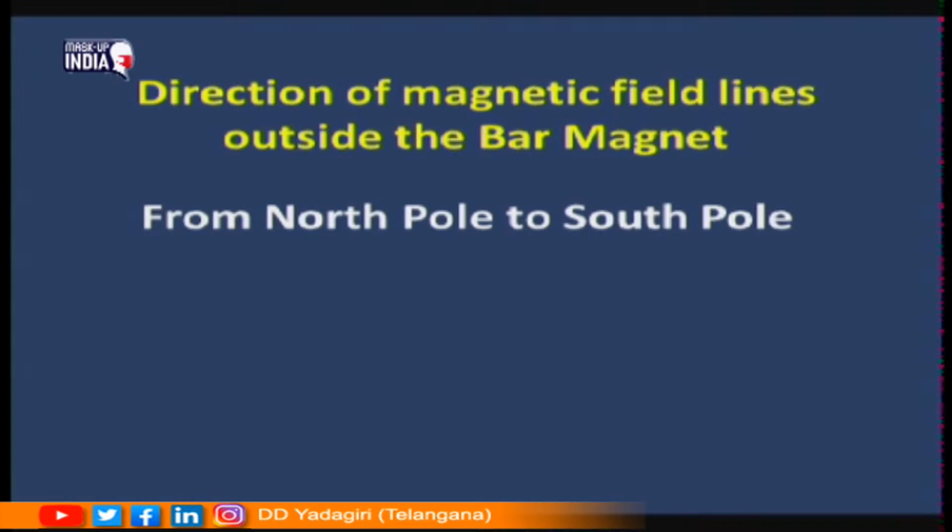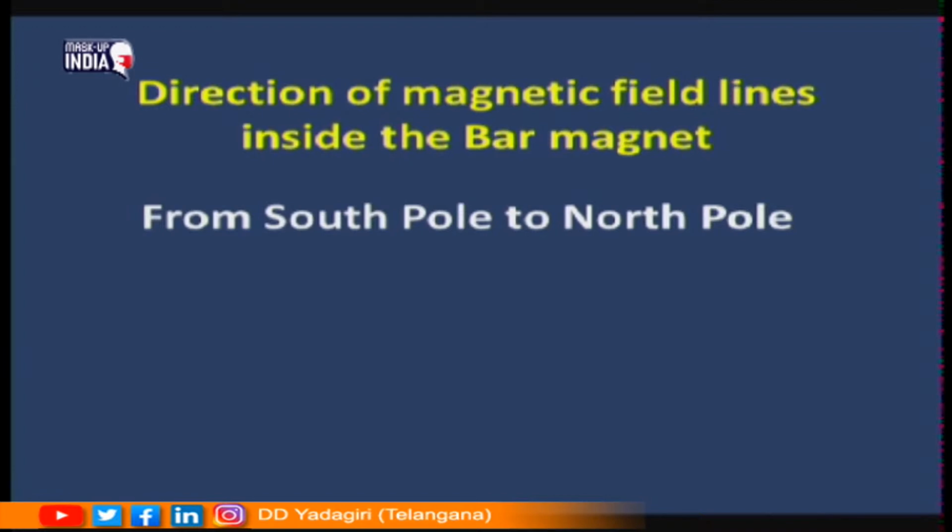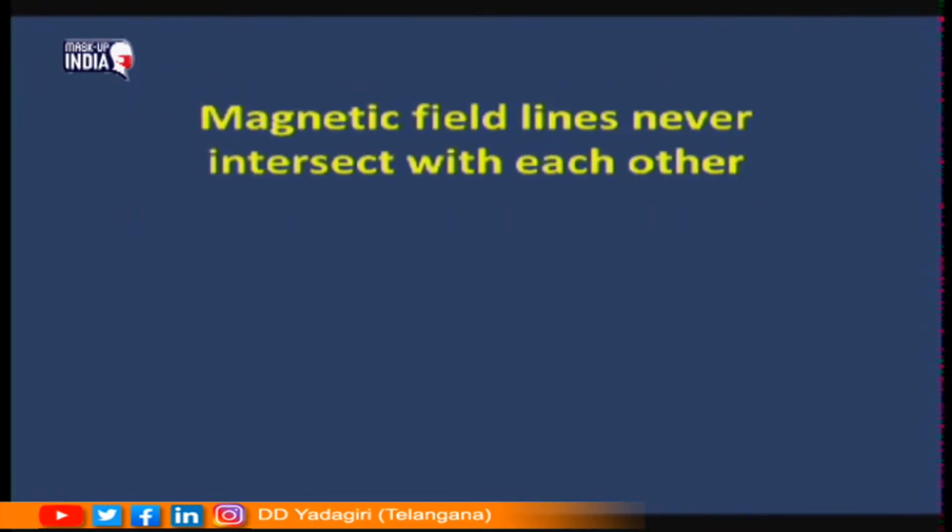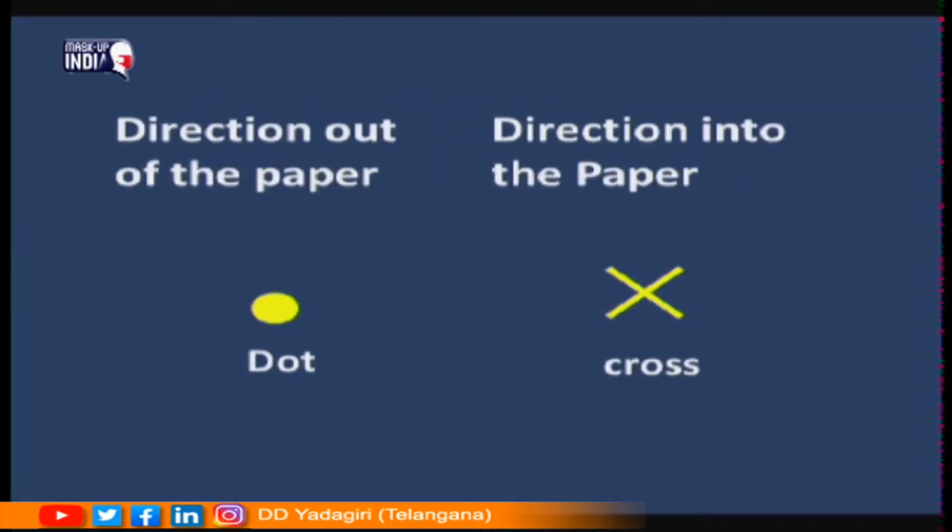The direction of magnetic field lines outside the bar magnet are from north pole to south pole, whereas inside the bar magnet the direction of magnetic field lines is from south pole to north pole, and we have seen that magnetic field lines will never intersect with each other. We have seen the direction to be represented by a dot which is out of the paper, and the direction into the paper must be represented by a cross.